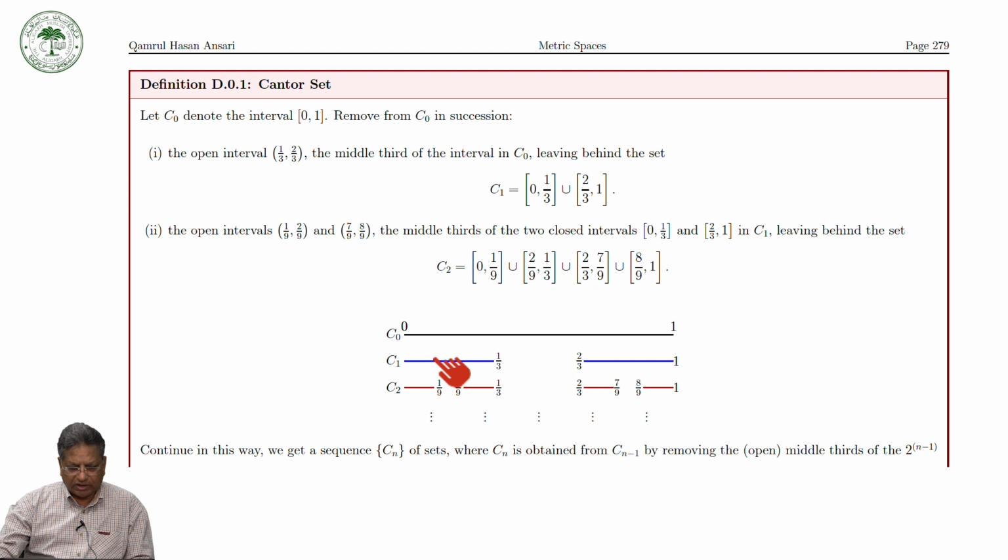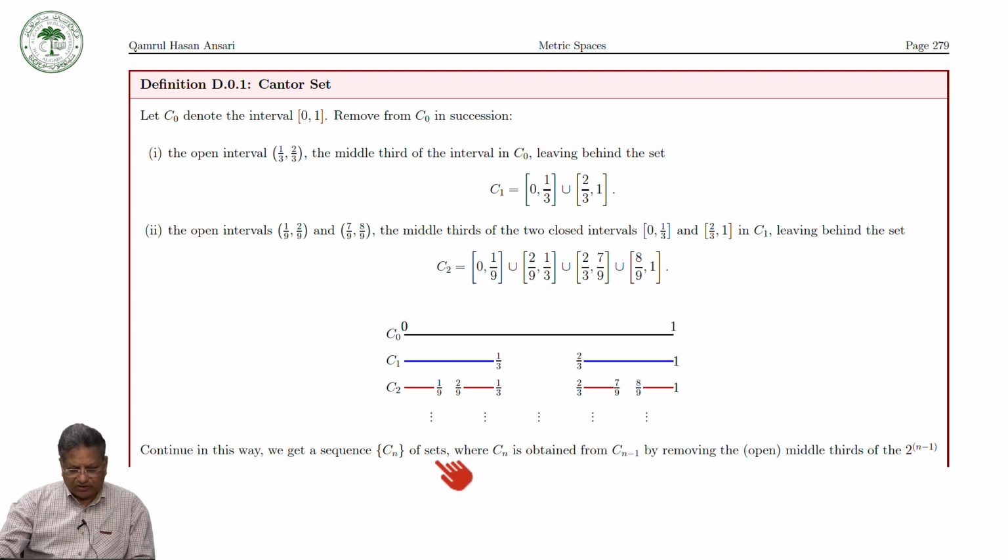So here you will get 1 over 9 and here you will get 2 over 9. Similarly, you can divide this into 3 parts and remove the middle part. And then you will get this one and this one, and here you will get this one and this. Take the union of these, that is equal to C2. Okay, continue in this way.